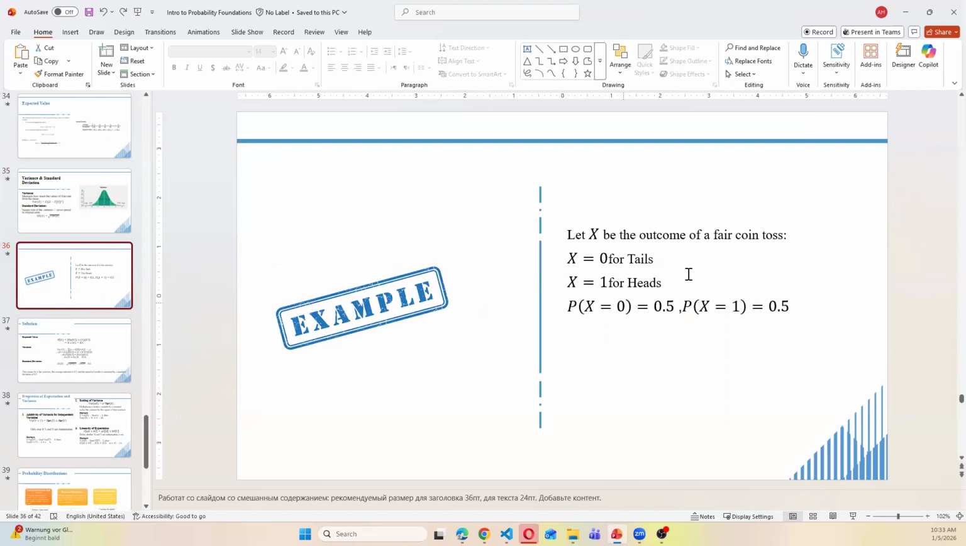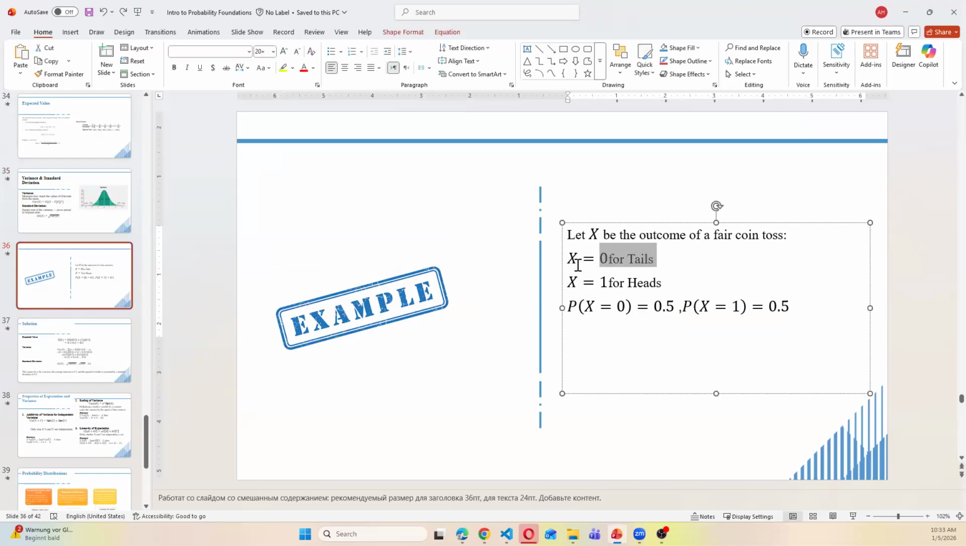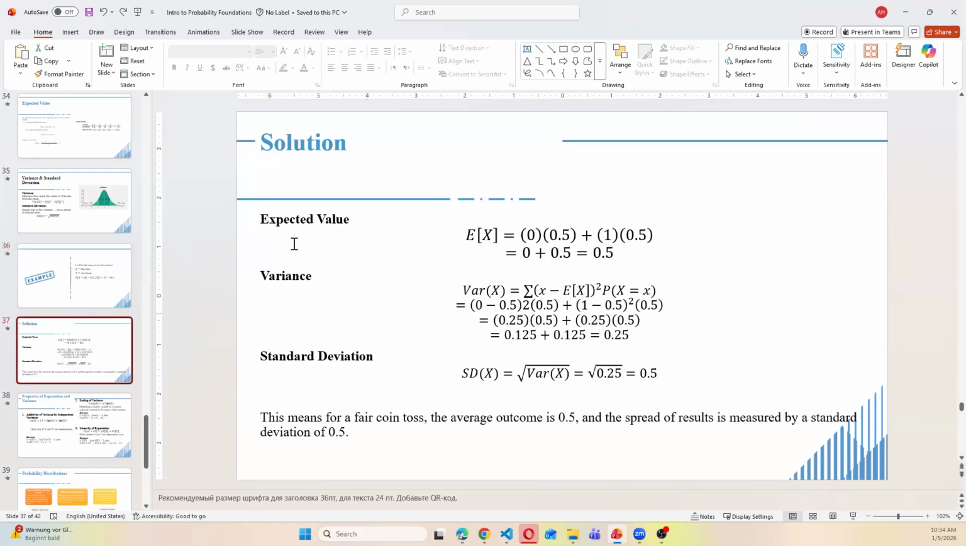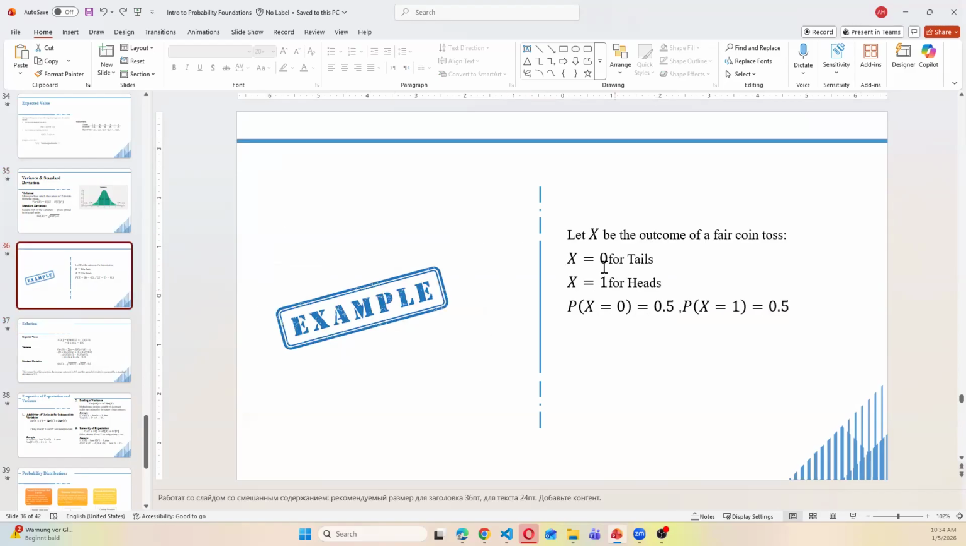Let x be the output of a fair coin toss. x is equal to 0 for tails and x is equal to 1 for heads. So if it is tails, it will be 0. If it is heads, it will be 1. So it's 50-50.